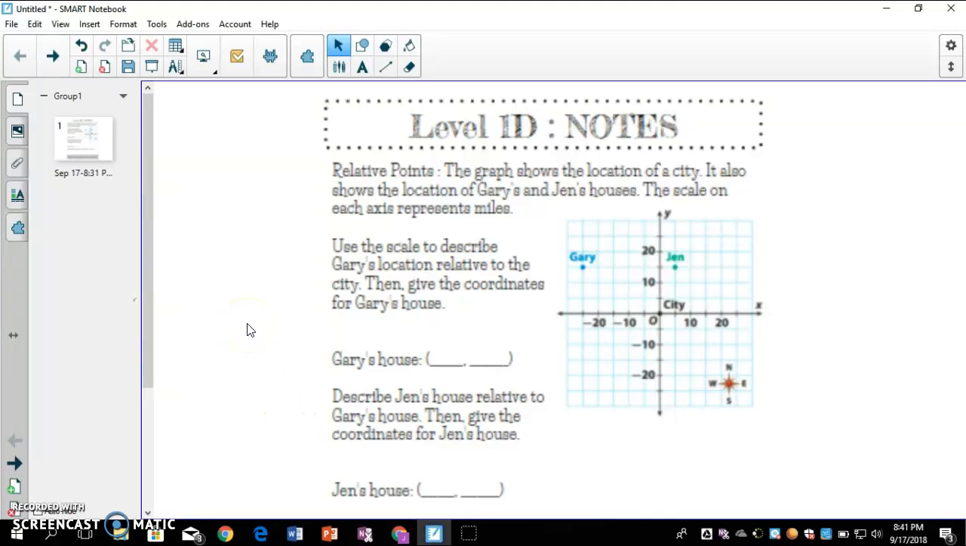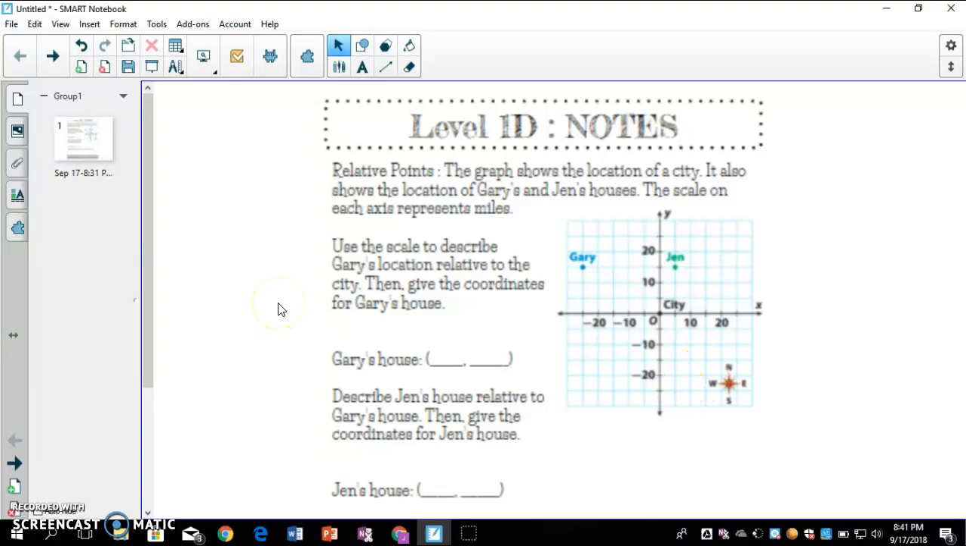Alright, so we're going to talk about Level 1D notes, which is all about relative points. This graph shows the location of a city, and it also shows the location of Gary's house and Jen's house. The scale shows us that we're going to be talking about miles, and we have a compass here to show us some directions.